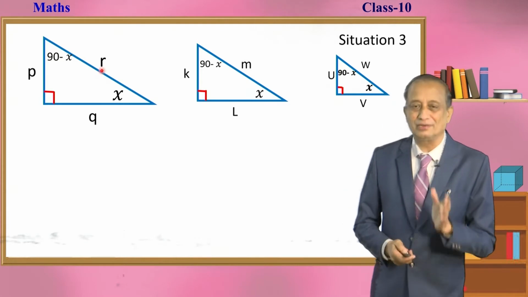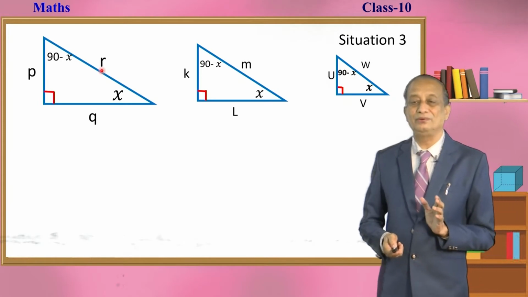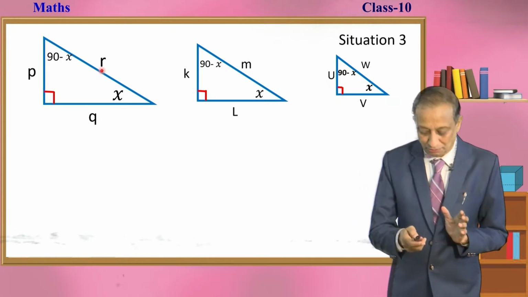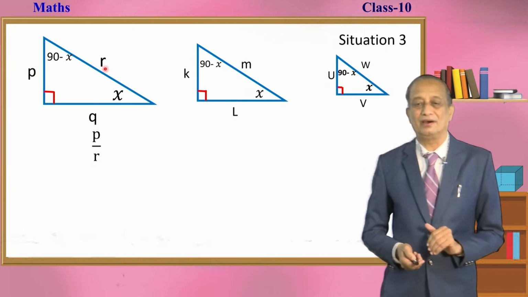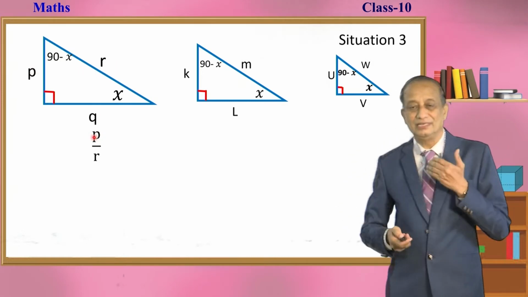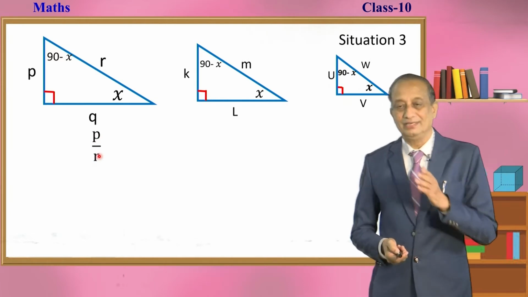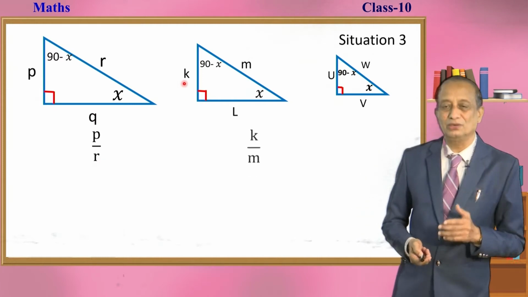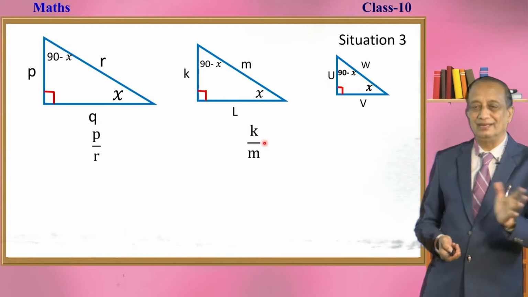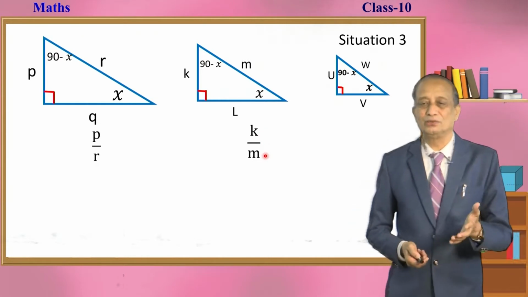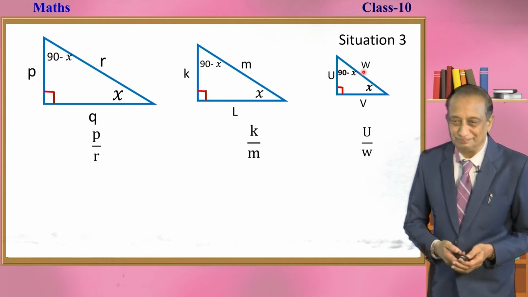So, if you want to compare these two sides, what do we need to do? We have to take the ratio between the sides like this, p divided by r. If you take the ratio like this, then you will come to know how far p is smaller than r. In the second right angle triangle also, you can take the ratio between k and m, so that you can compare the lengths of the two sides denoted by k and m, and u by w also.